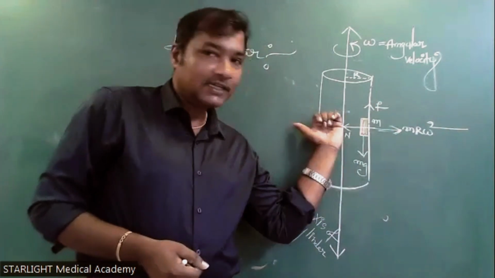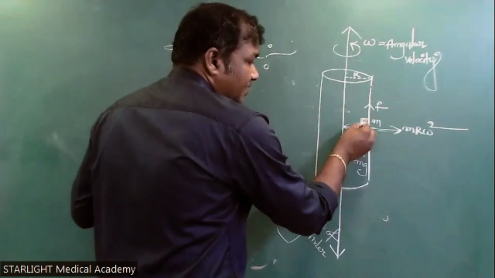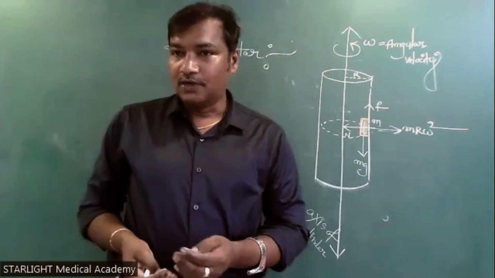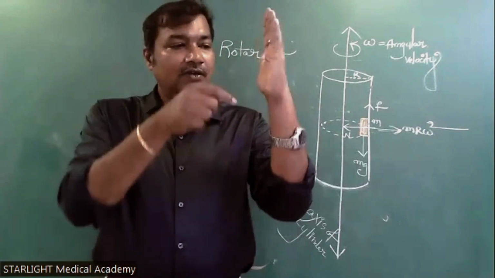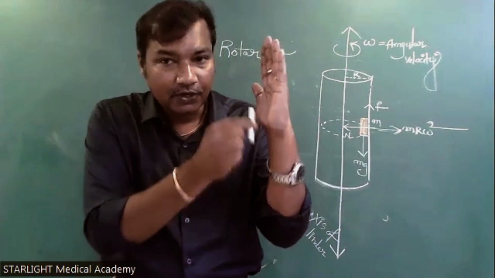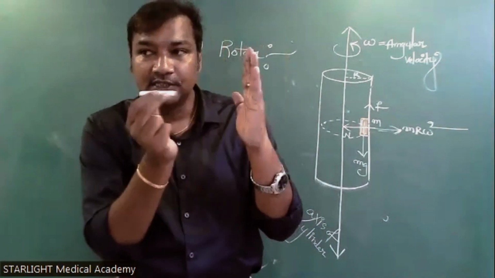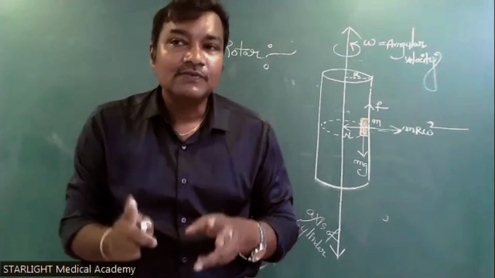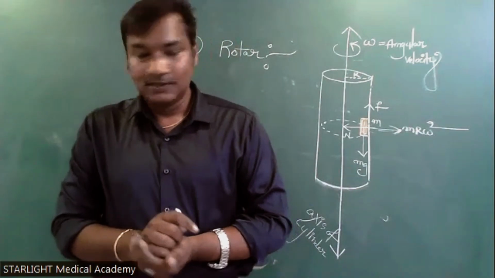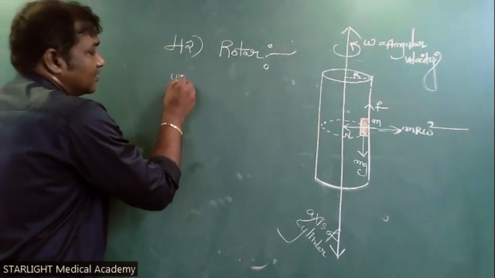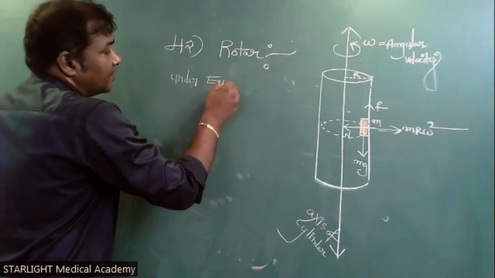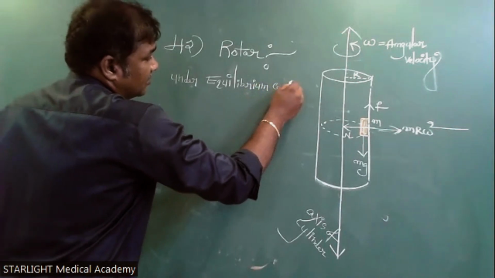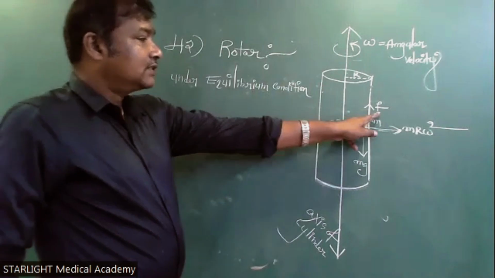The block is rotating here. What are the forces acting on the block? Weight acting vertically downwards, frictional force, normal reaction towards the center, and centrifugal force. For it to be at rest, the opposite forces must be equal. Under the equilibrium condition, opposite forces are equal.